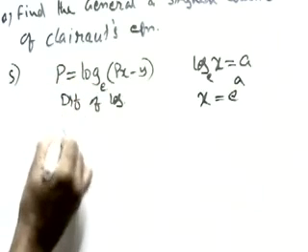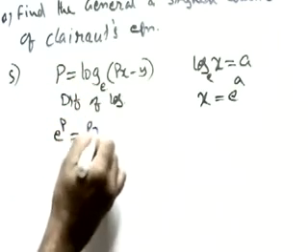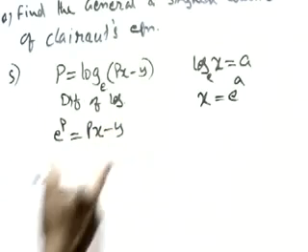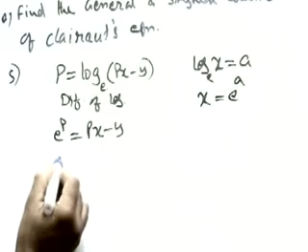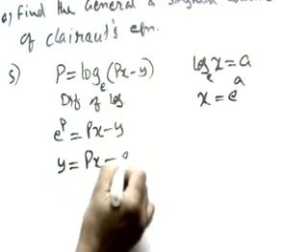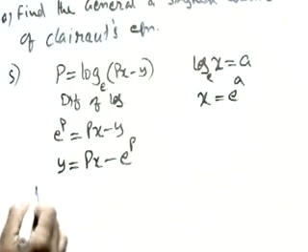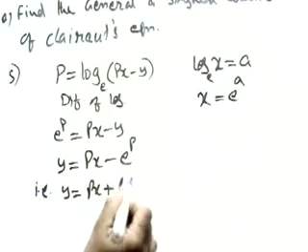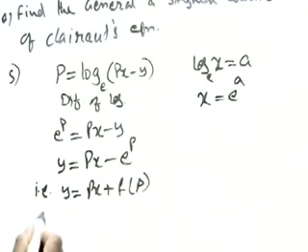So let me take out the log here. This e will come here. So it will be e power p equals px minus y. Bring this y here and e power p here. You will get the value of y. So y equals px minus e power p. Now it is of the Clairaut's form, that is y equals px plus f of p.